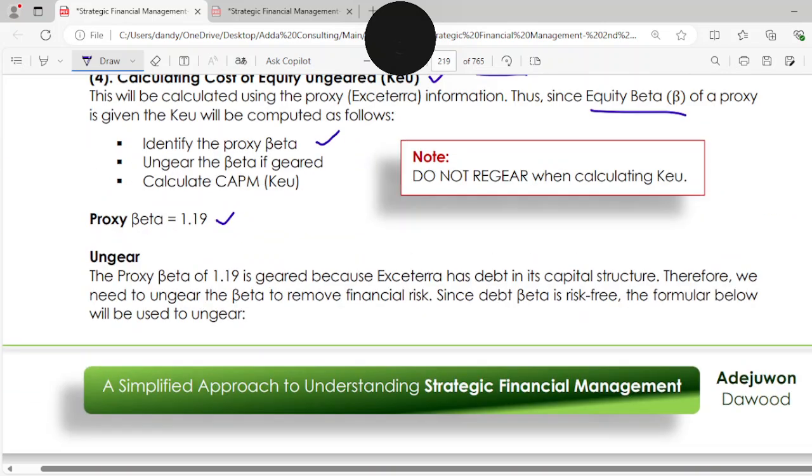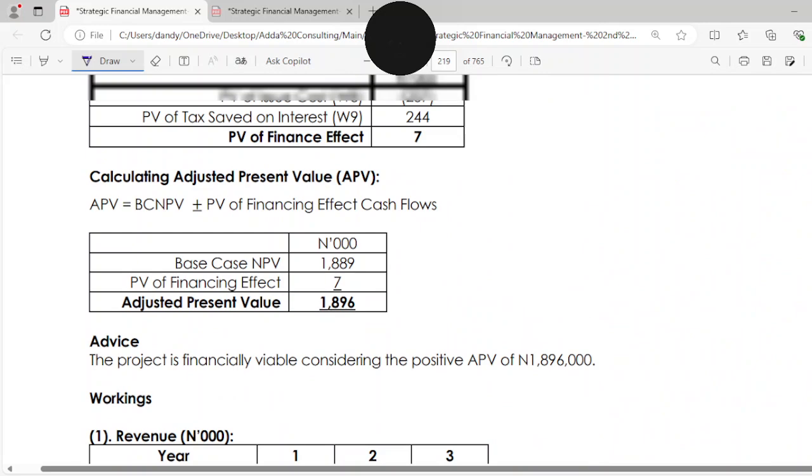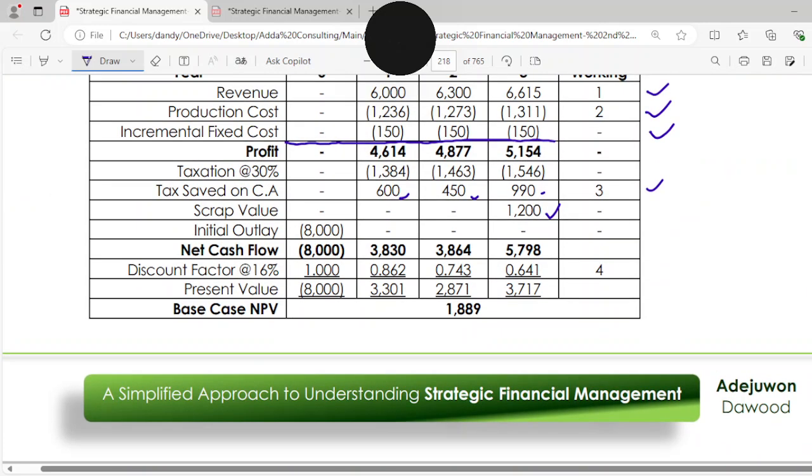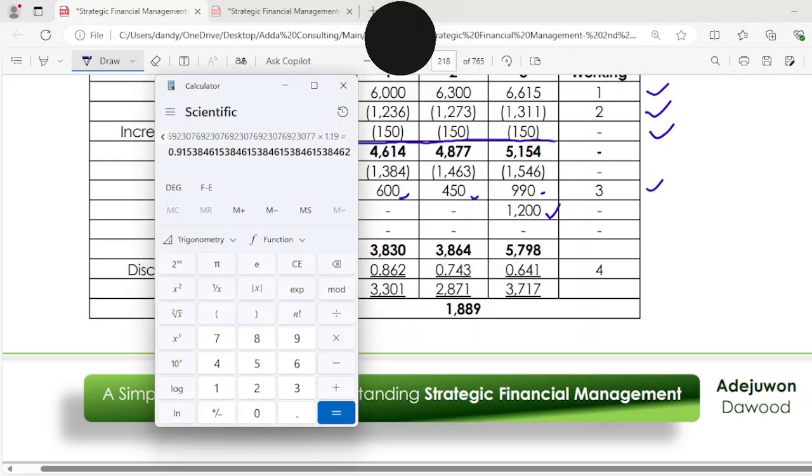So at this point, I need to then discount the net cash flow using 16%. So when you, of course, for year 1, for example, I will say 1.16 raised to power 1 minus equal, that's 0.862. That's how we got this 0.862. Again, for year 2, 1.16 raised to power 2 minus equal 0.743. That's how we got this number. Then year 3, 1.16 raised to power 3 minus equal, that's 0.641. That's how we got this number.